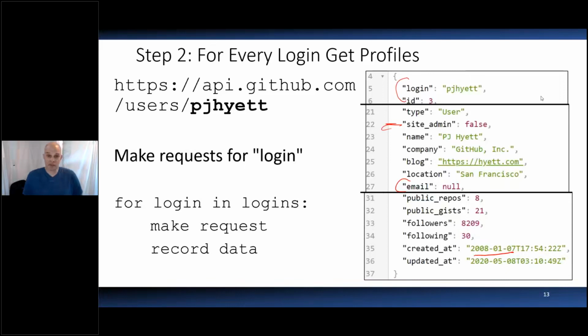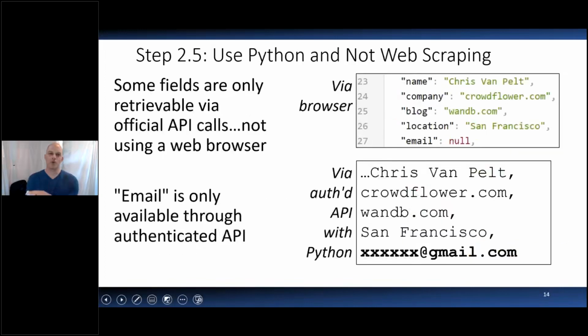So what I did was I made a whole bunch of requests. For every login in all of these logins, make a request to pull their profile data and then record it. And one thing you also need to know is that when you're doing this, there are differences between the human readable format and the API, so if you just went to api.github.com in your web browser versus going to it via a Python script or some other script, there are differences. And also if you're authenticated versus not authenticated.